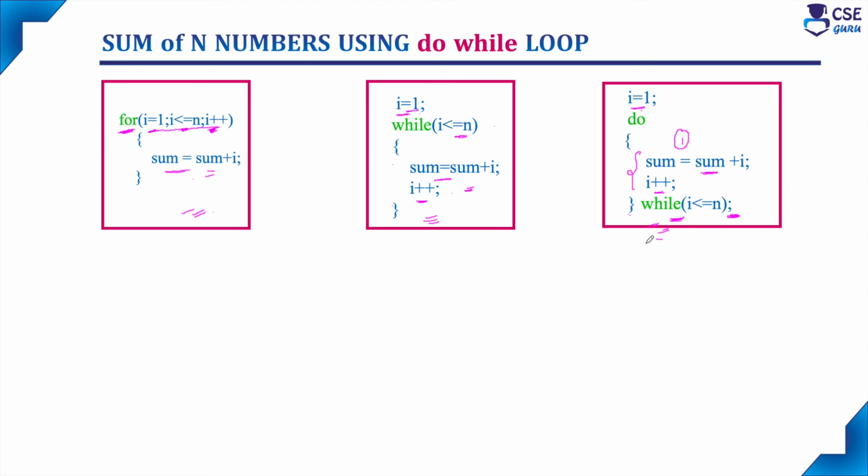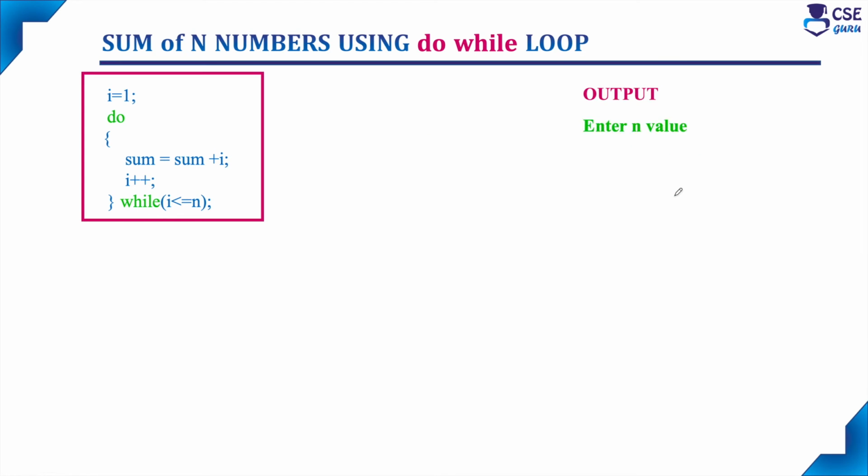So now we will trace the logic of this do while loop to find the sum of n numbers. Initially we have to enter the n value. Suppose the n value I have entered here is 5, which means we need to find the sum up to 5. Considering the logic, initially the I value is initialized to 1. So for the first iteration, we consider I value as 1. By default, the body of the loop will execute once without checking any condition.